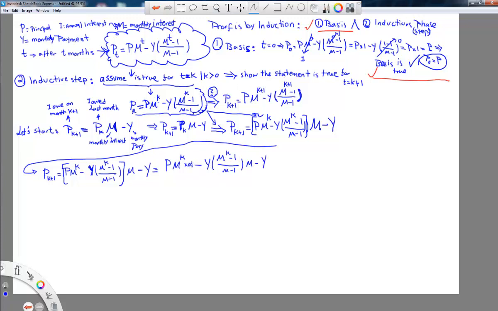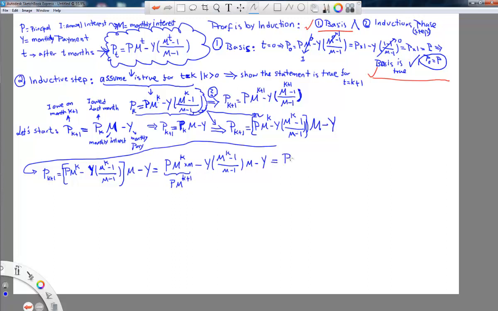Okay, so this is good. What I did is I haven't done anything crazy yet, I just multiplied m by both of these elements. So it's going to be p times m to the k times m, minus y times that chunk times m, minus y. So then this is going to be p times m to the k plus 1. I hope everybody agrees with this.